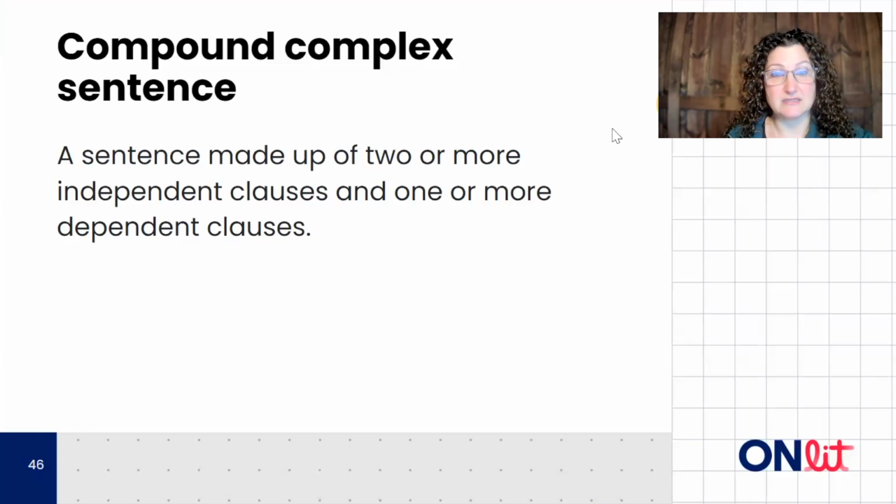This is where things get a little tricky. A compound-complex sentence is a sentence made up of two or more independent clauses and one or more dependent clauses. Before we go on, can you remember what kind of conjunction joins two independent clauses? What kind of conjunction joins an independent and a dependent clause? If you answered coordinating and then subordinating, you would be correct. Let's examine.